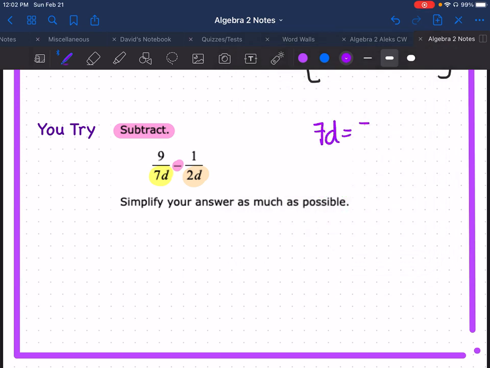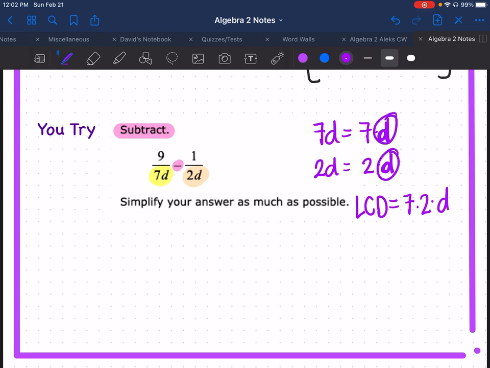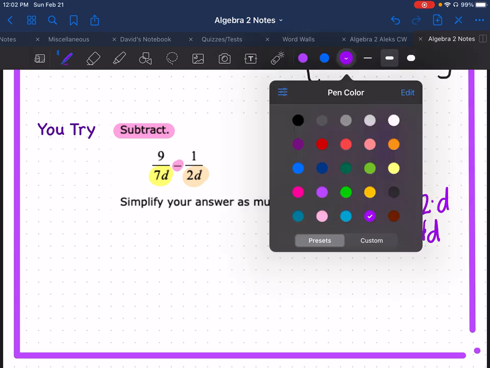7D I can think of as 7 times D. And 2D I can think of as 2 times D. Very similar to the last one. So my least common denominator is going to be the 7 times the 2 times the D that they share. Because remember, it's shared, so it only comes into the denominator once. And 7 times 2 is 14, and D. So really, I have the same exact problem we just did. We're just changing the numerators is really what's going on here.